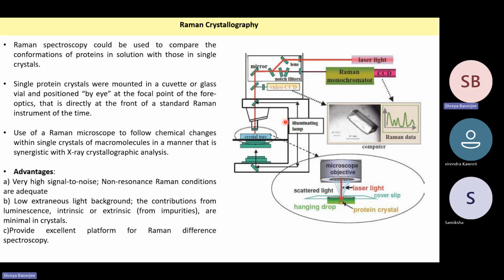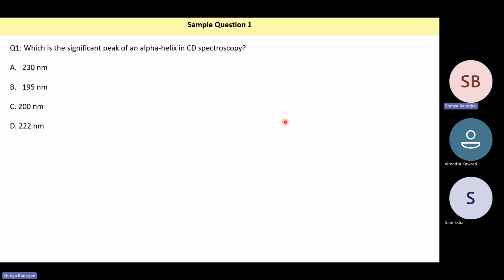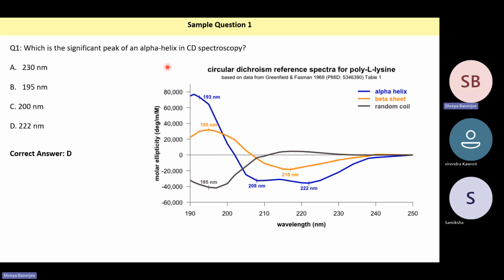Now we'll go through some practice problems. One is asking which is the significant peak of an alpha helix in CD spectroscopy. If you remember this graph, the alpha helix will have one positive peak at 193 and two negative peaks at 208 and 222. So of these three, the only peak that is there in the options is 222. So the correct answer is option D.